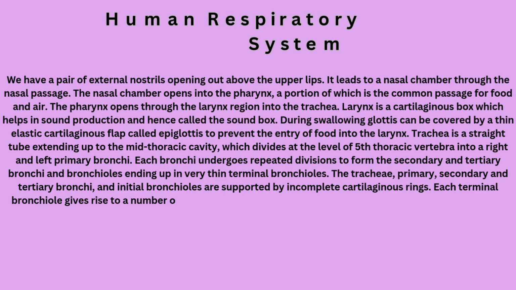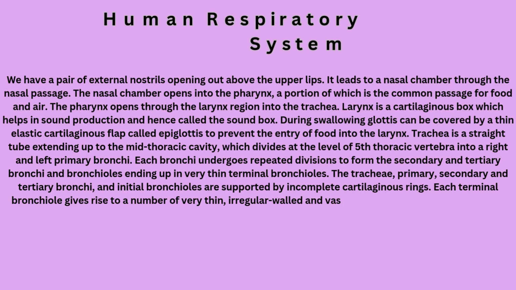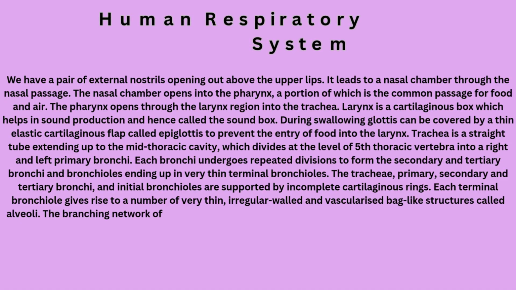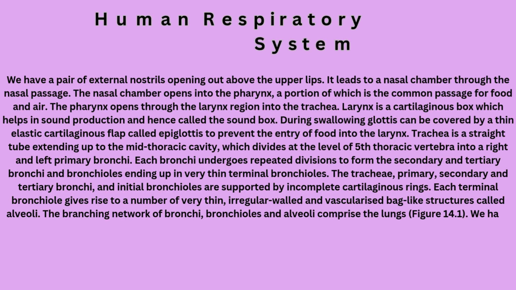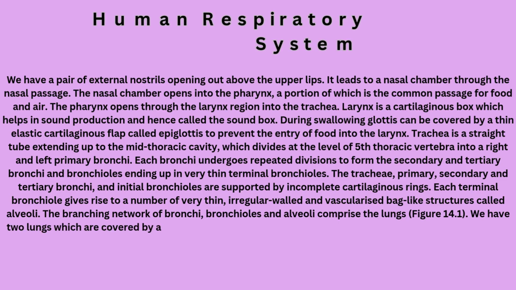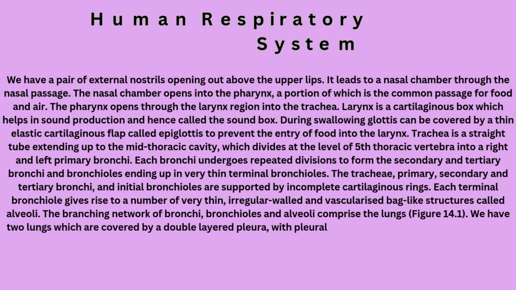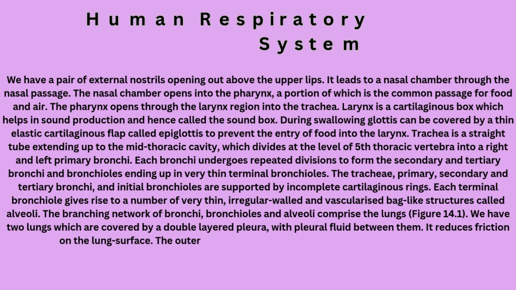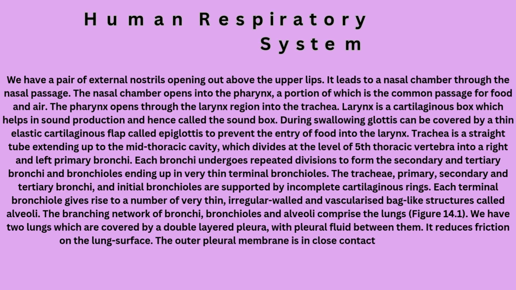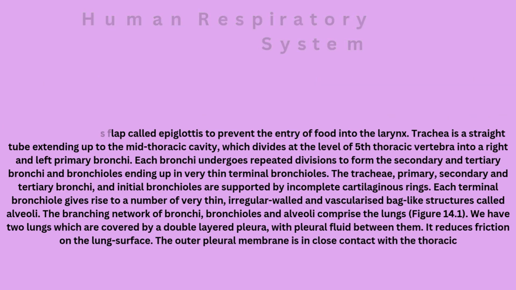Each terminal bronchiole gives rise to a number of very thin, irregular-walled and vascularized bag-like structures called alveoli. The branching network of bronchi, bronchioles and alveoli comprise the lungs, figure 14.1. We have two lungs which are covered by a double-layered pleura, with pleural fluid between them. It reduces friction on the lung surface. The outer pleural membrane is in close contact with the thoracic lining, whereas the inner pleural membrane is in contact with the lung surface.